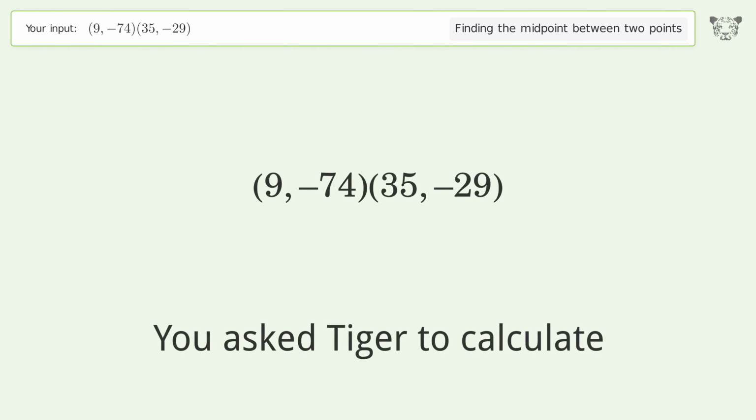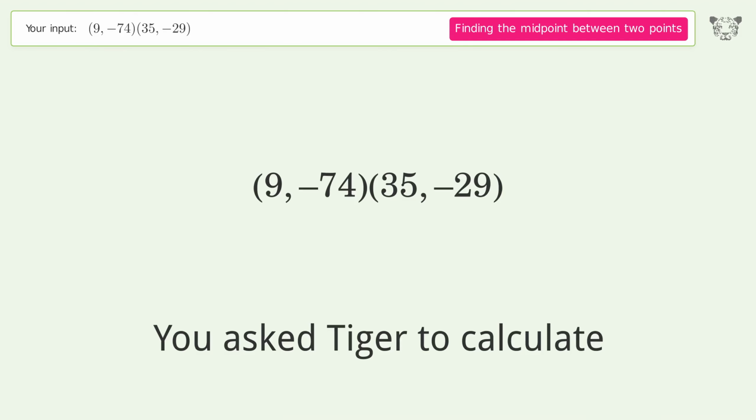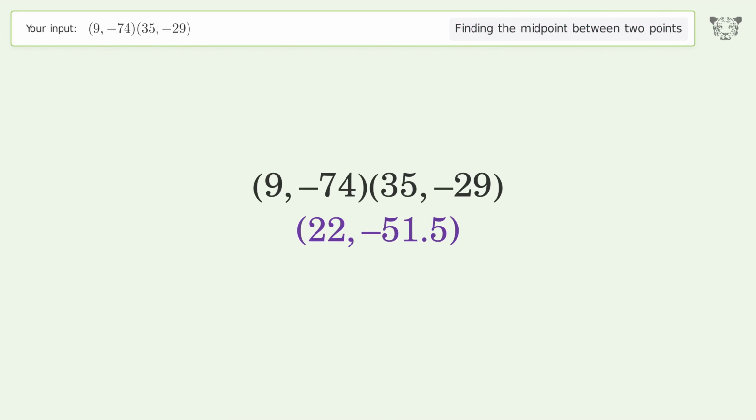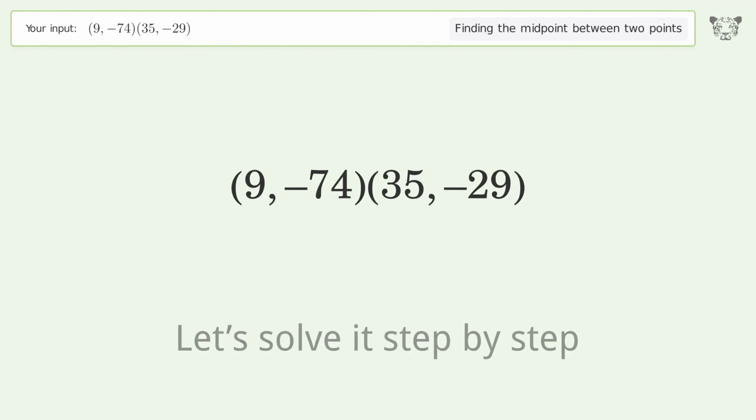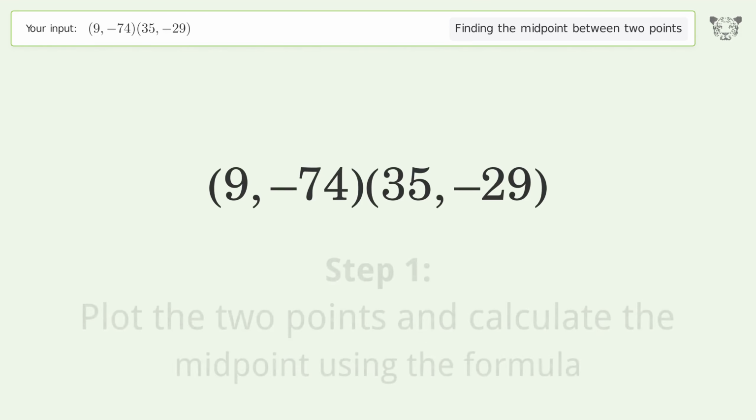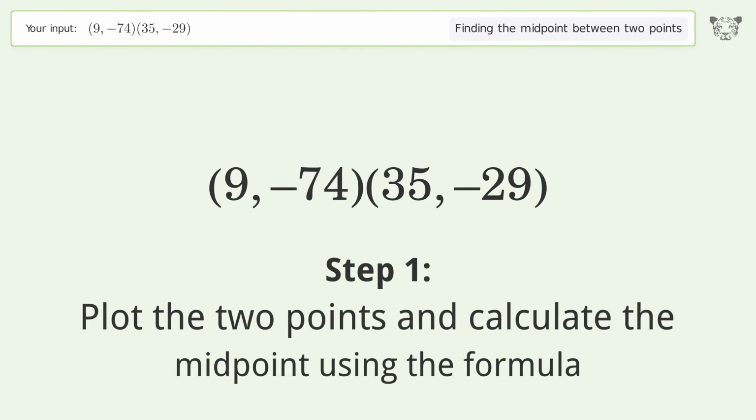You ask Tiger to calculate. This deals with finding the midpoint between 2 points. The midpoint between the 2 points is 22, negative 51.5. Let's solve it step by step. Plot the 2 points and calculate the midpoint using the formula.